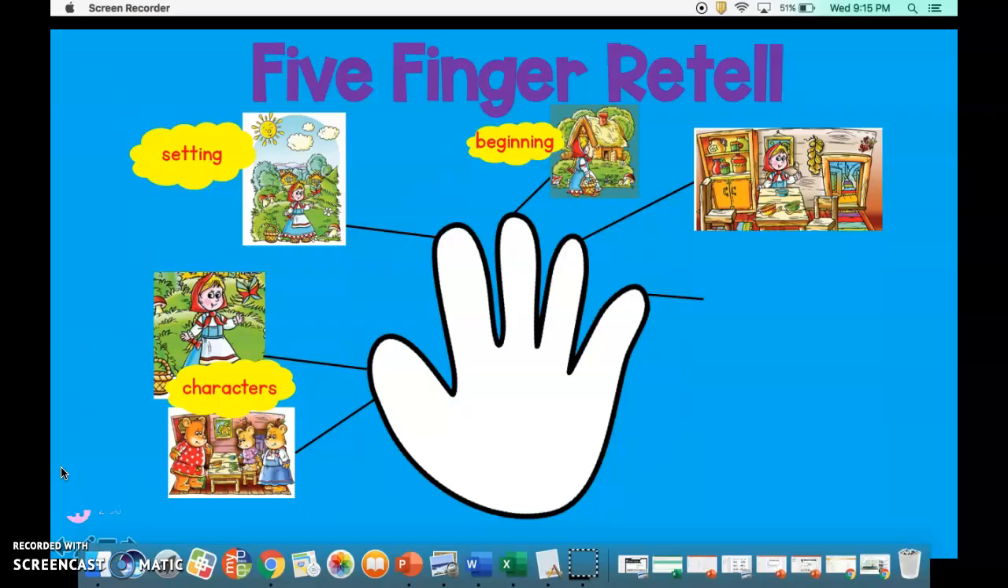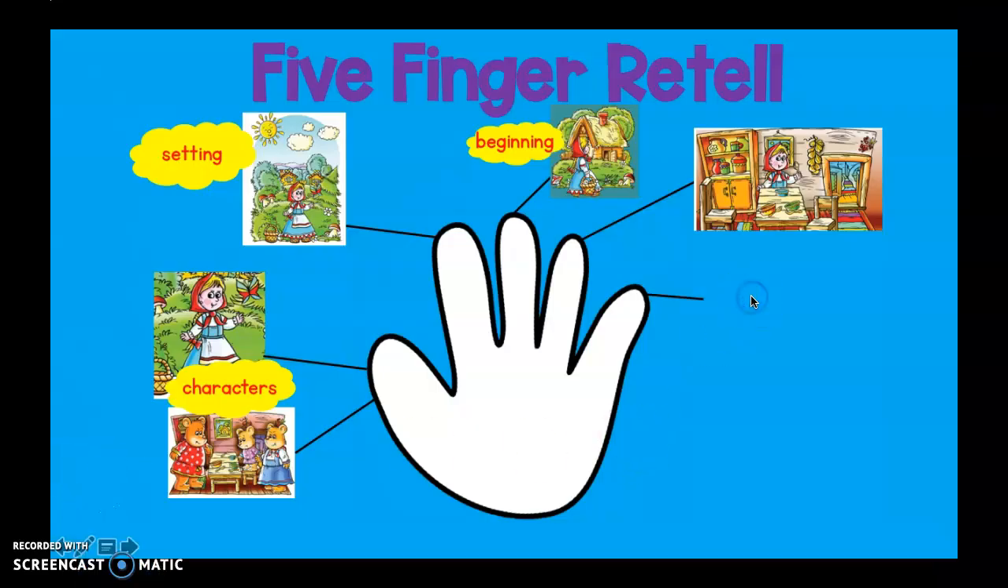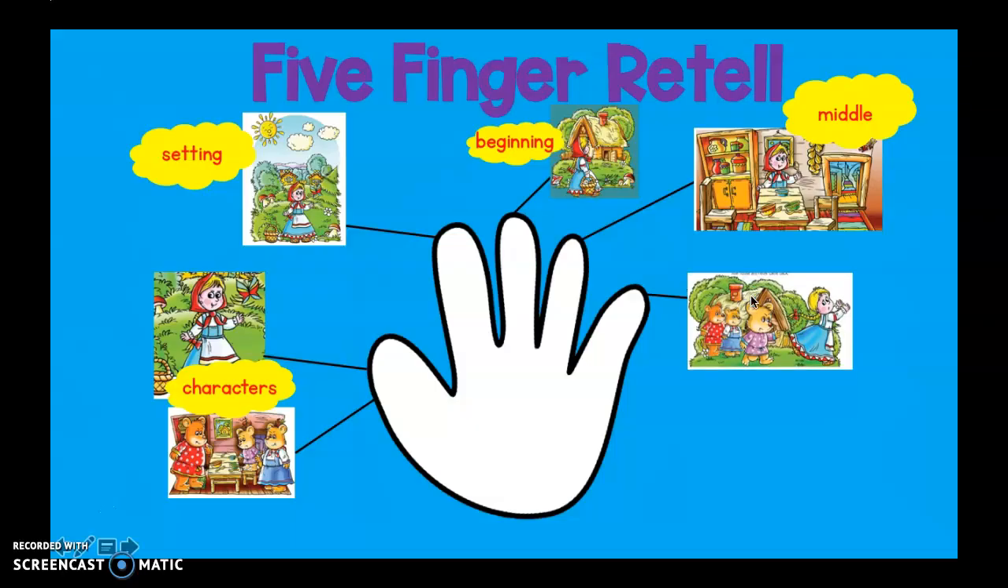Then, what did she do? What happened in the end of the story? Oh, I remember. The bears came home and were very upset that Goldilocks had used all of their things. And so they chased her out of the house. And that is what happened in the end.